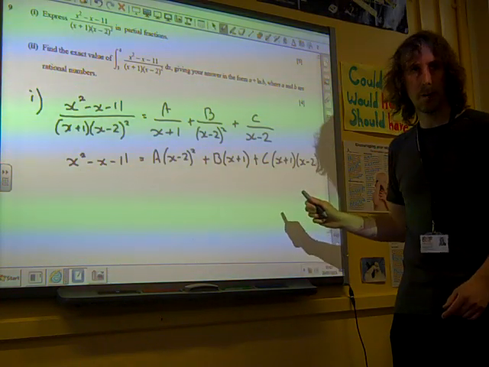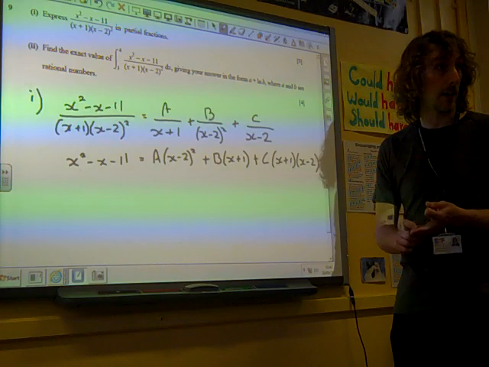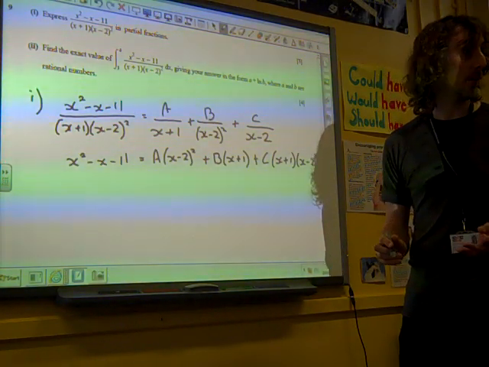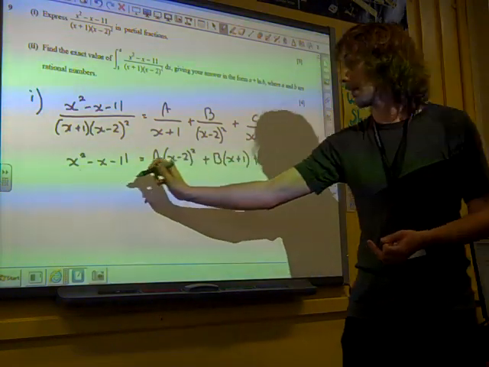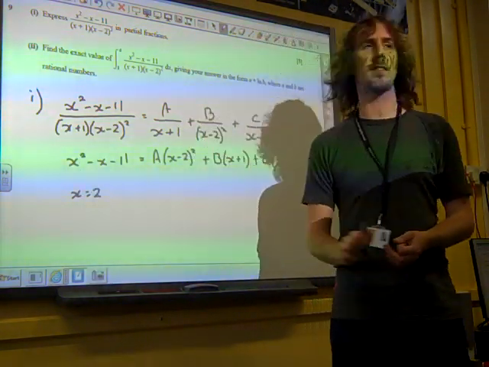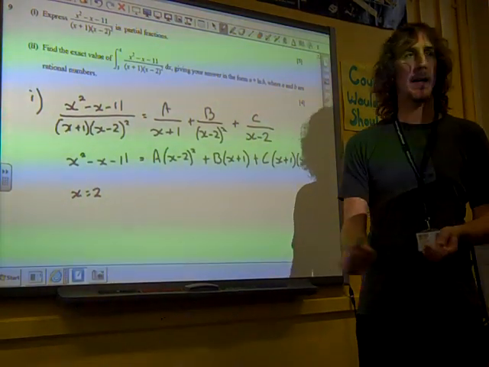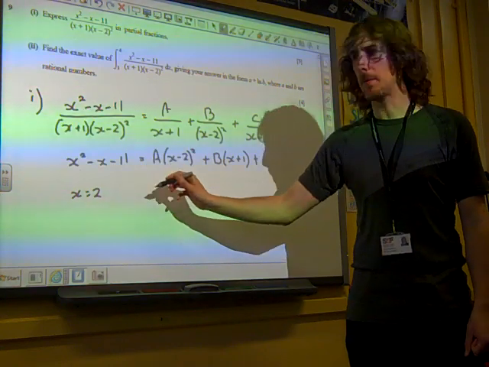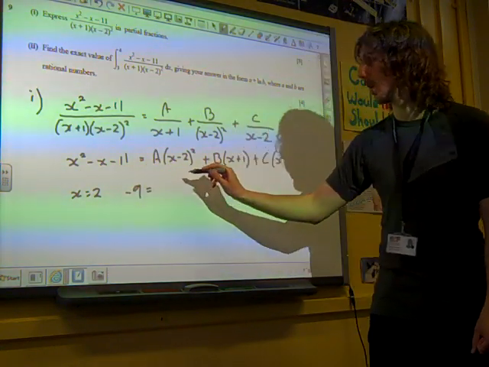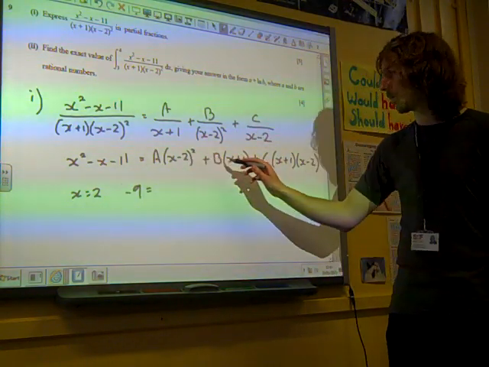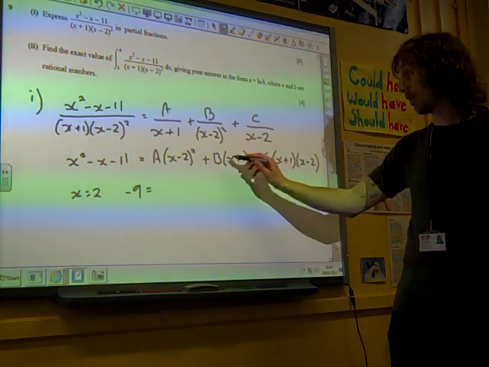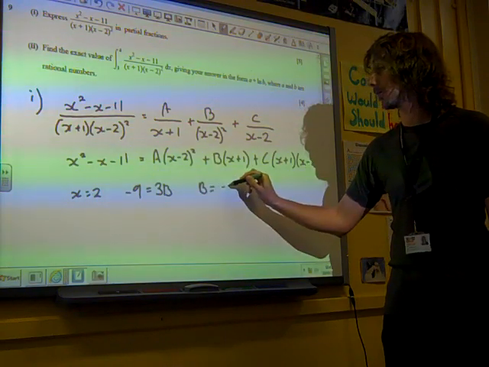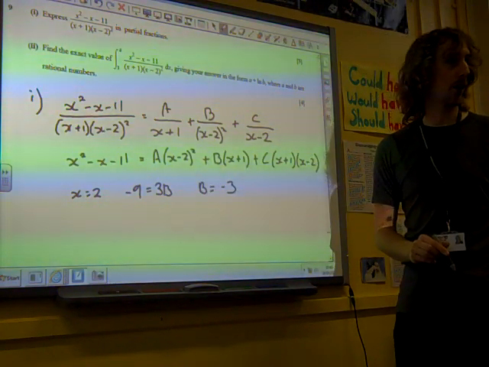We've got 3 unknowns, so we're going to have to sub in 3 values. There are only 2 values that are obvious. The first obvious value is x equals 2, because that would knock out that bracket. So let's do that. If x is 2, the left-hand side would be 4, take away 2 is 2, take away 11 would be minus 9. A times 0, c times 0, b times 3. So b is minus 3, it's a good start.